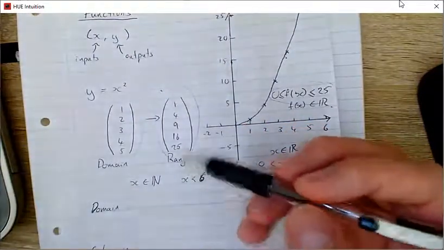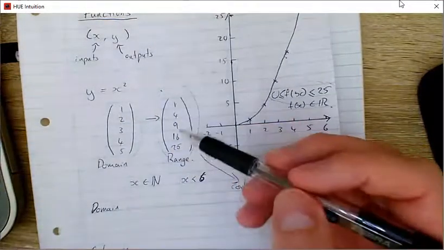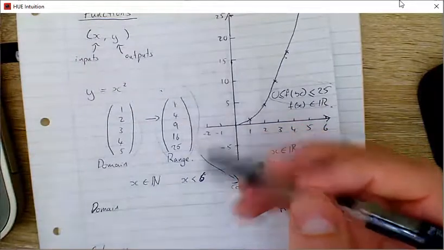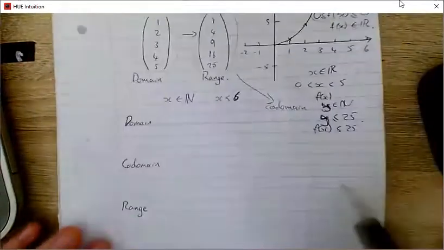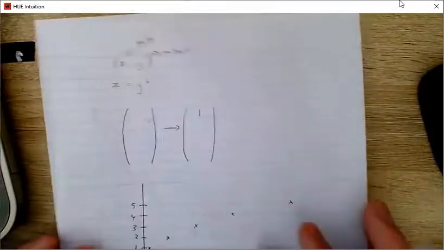So very often your range and codomain are the same, but if your range is different, then it is always a smaller set than your codomain. Your codomain is always the larger set. Okay, so I wanted to discuss domain, codomain, range there. Really, a lot of this section is about vocabulary.